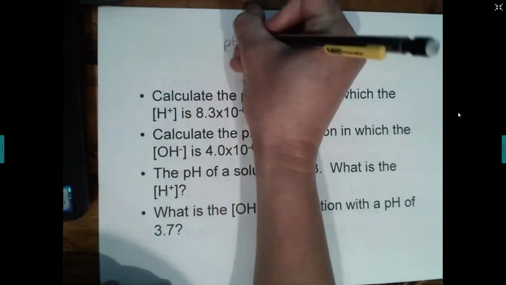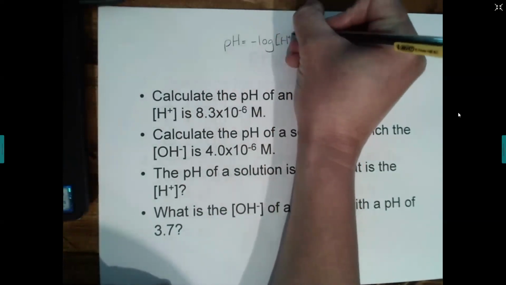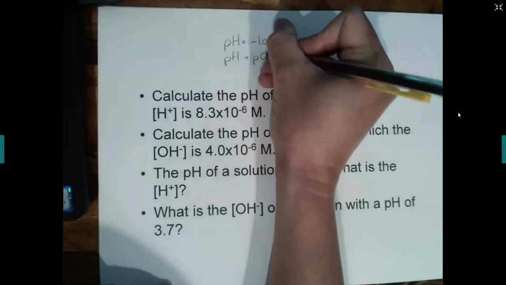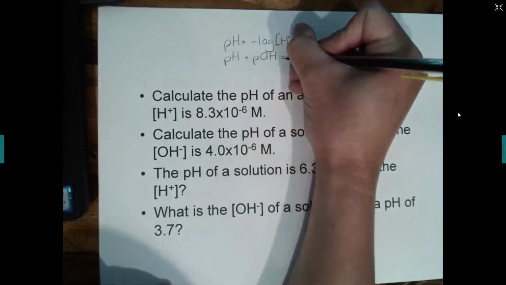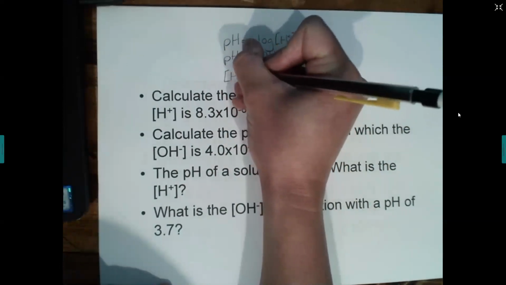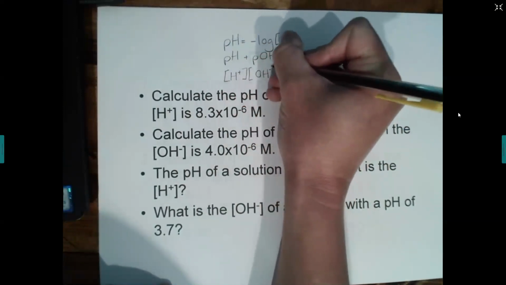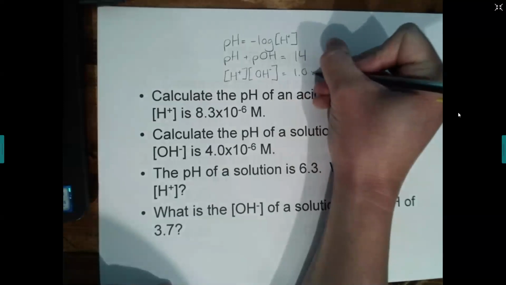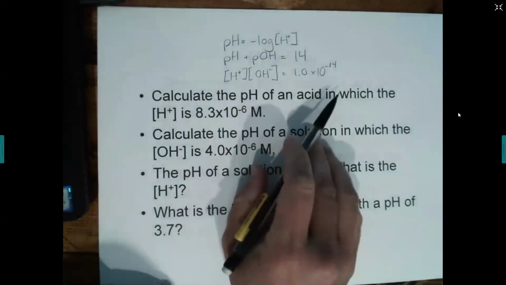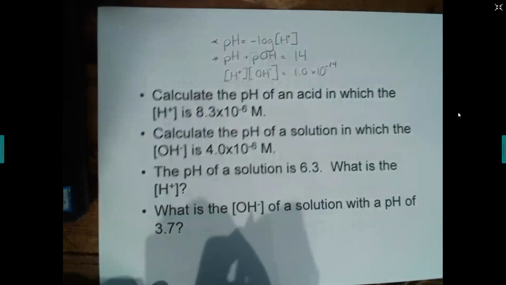First, pH equals the negative log of our hydrogen ion concentration. Then pH plus pOH equals 14. And then the concentration of our hydrogen ions times the concentration of our hydroxide ions equals 1.0 times 10 to the negative 14. Now, this last equation I don't really use as much. I mainly use these top 2 when I'm solving my problems.